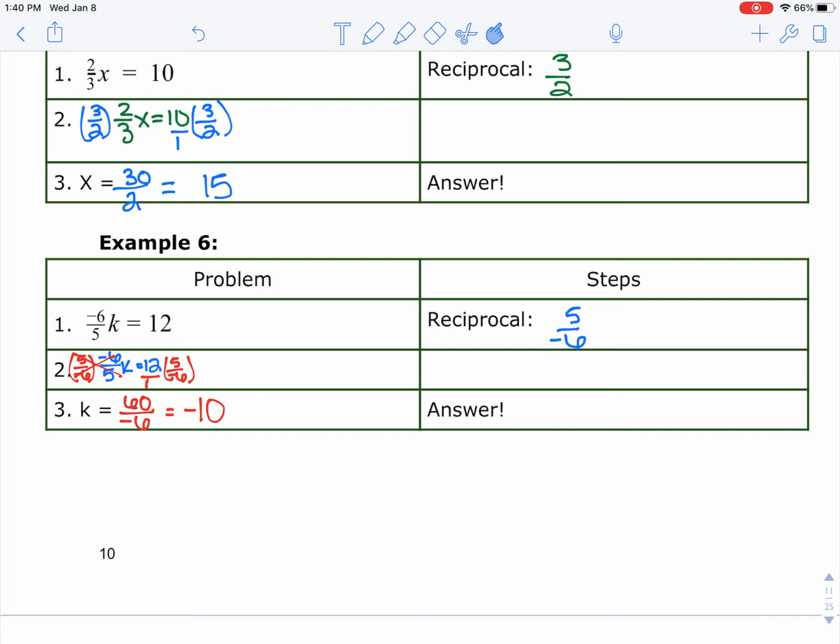Okay, so just think about when you're solving, you need to do the opposite operation to both sides.